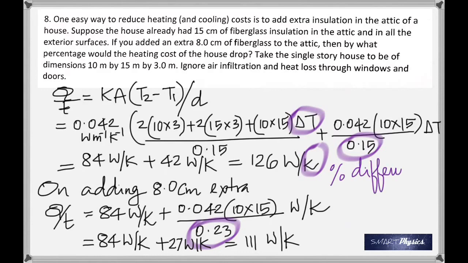To find the percentage, take the difference divided by the original, which is 126, times 100, and that gives you 12%. So that's a big drop.